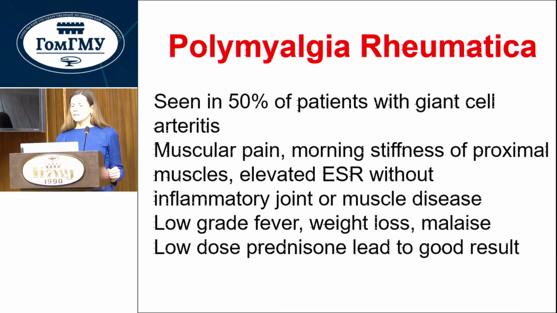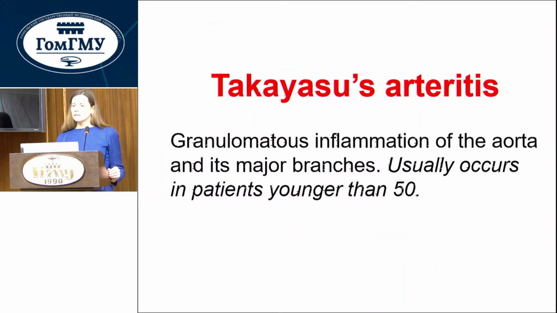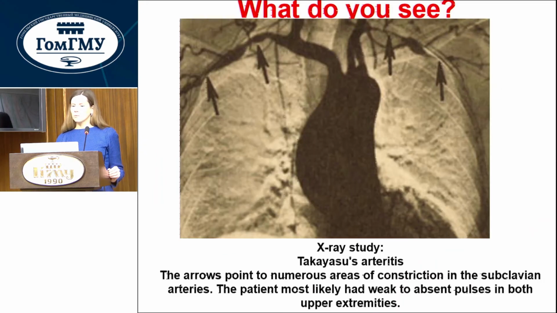Takayasu arteritis. Granulomatous inflammation of the aorta and its major branches usually occurs in patients younger than 50. And in this picture, we can see vessels and different sizes of vessels in both parts of the body, and very severe narrowing. And of course, this patient has different blood pressure in the radial arteries and different pulse.